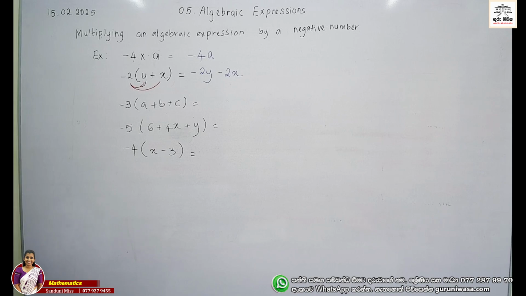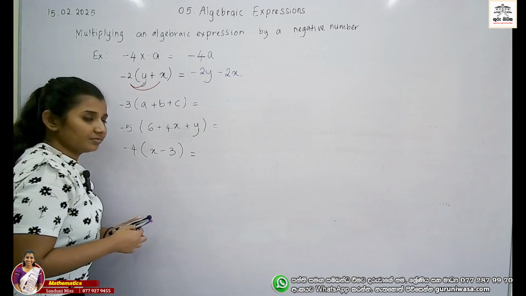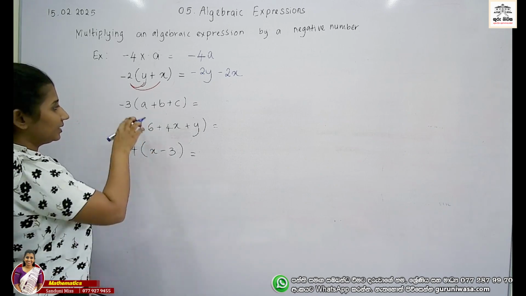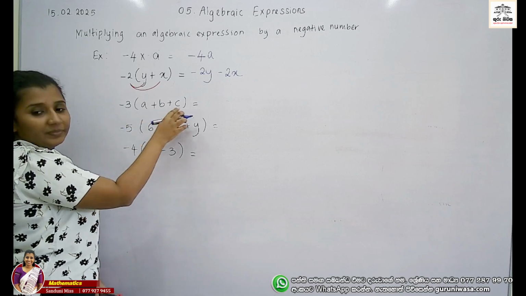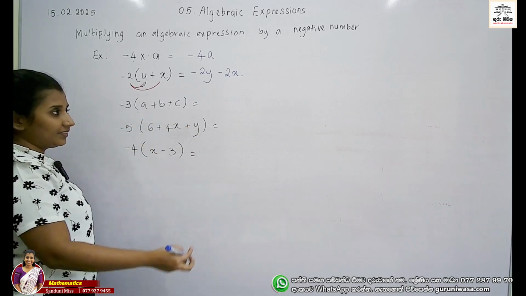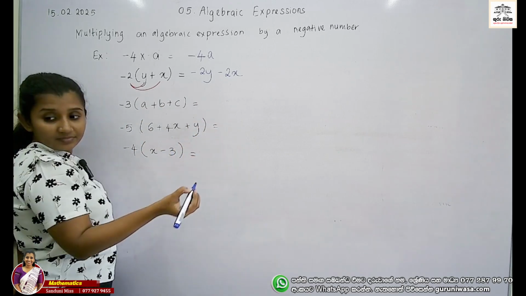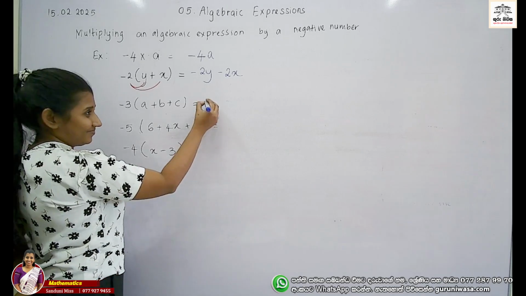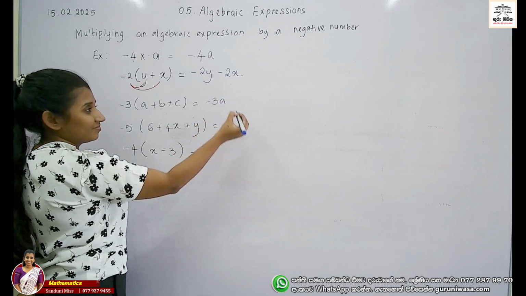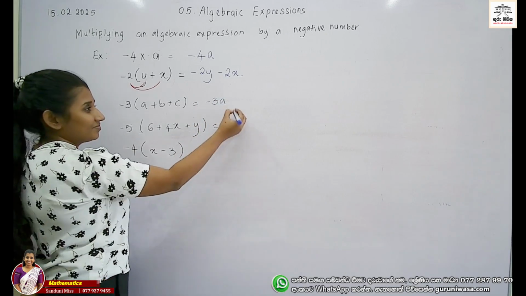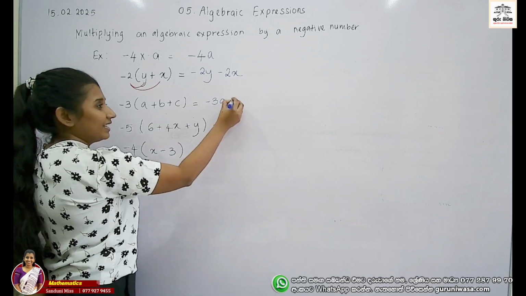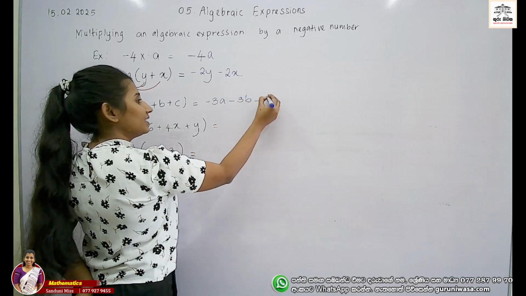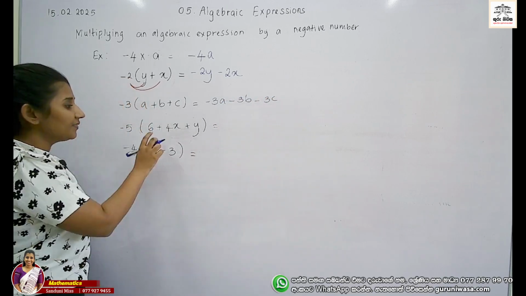Shall we find the answers? So this one, what is the answer? Negative 3 is going to multiply by all the terms. So what will be the answer? Negative 3a. Negative 3b. Negative 3c.